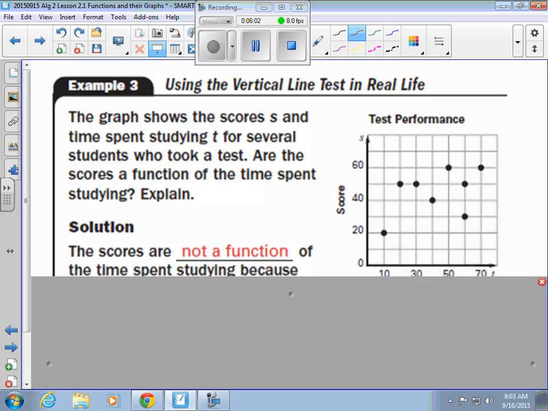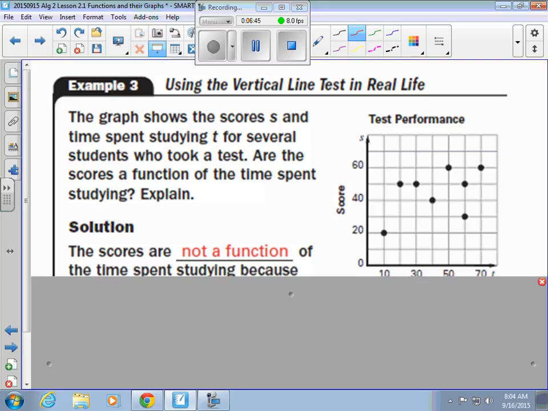So example number 3 is using the vertical line test in real life. It says the graph shows the scores S and time spent T for several students who took a test. Are the scores a function of the time spent studying? This is a real life question. It's saying if students spend more time studying, will they do better on the test? Traditional thought is yes, you'll do better if you spend more time studying, but there are always some students that can study for hours and hours and not do so well, and those other jokers that don't have to spend any time studying that'll do well. So that breaks the math behind it. It makes it to where it's not a function.